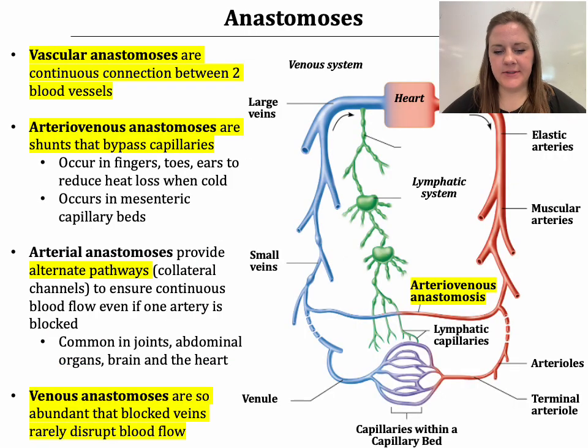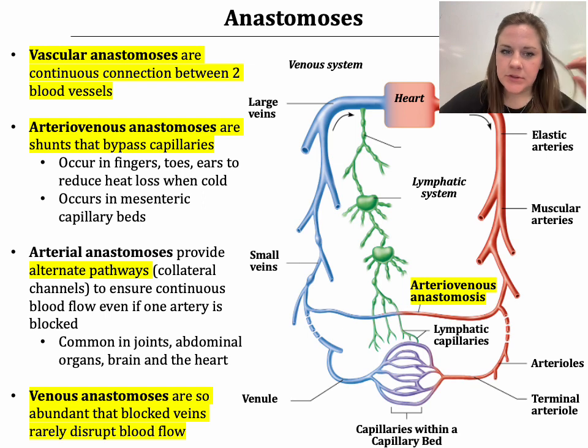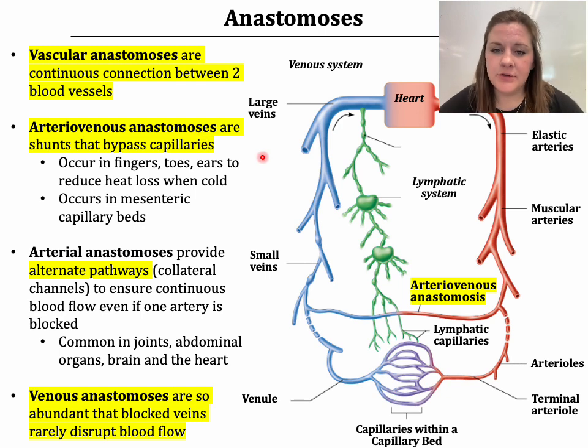So to be able to understand that idea of bypassing capillary beds, we need to talk about anastomoses. In general, vascular anastomoses, which includes all types, is when there's some continuous connection between two blood vessels. And capillaries are not really involved with an anastomose. There are different types. So arteriovenous anastomosis, connecting an artery to a vein. And this is like I was talking about earlier, that idea of the blood being shunted, bypassing that true capillary network and just going right through artery to vein and skipping that whole capillary exchange.